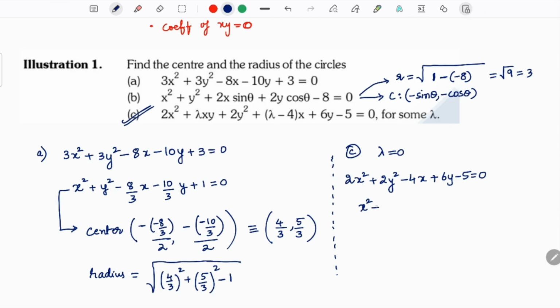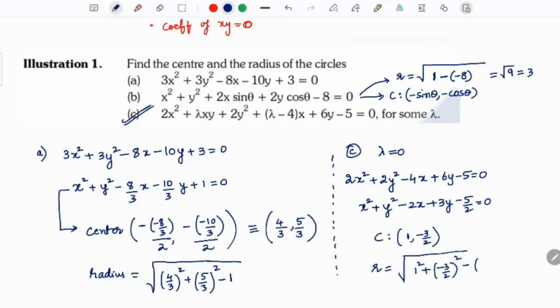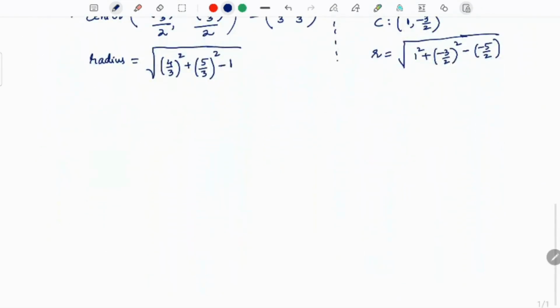Make x square quotient, y square quotient 1, means get it in the general form. Once we get it in the general form, we can find center. Center is minus x quotient by 2, comma minus y quotient by 2. Radius would be root of x coordinate of center square plus y coordinate of center square minus constant term. So we calculate this, we get radius. I hope this is clear. Okay, so very basic question. I'm moving on to the next one.